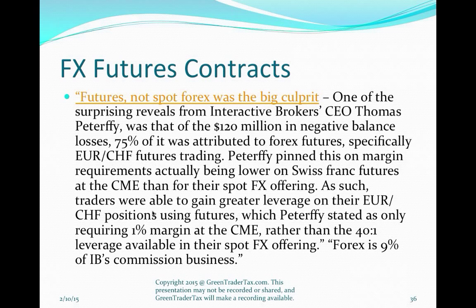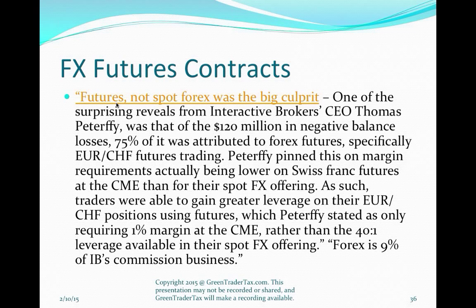Look at what just came out of the news from Interactive Brokers. Click on this link and you'll see this was a press release, really, or a page of the IB site. Futures, not spot Forex, was the big culprit. One of the surprising reveals from Interactive Brokers CEO was that of the $120 million negative balance losses, 75% of it was attributed to Forex futures, the Euro Swiss. So he pinned this on margin requirements actually being lower on the Swiss franc future. That means higher leverage.